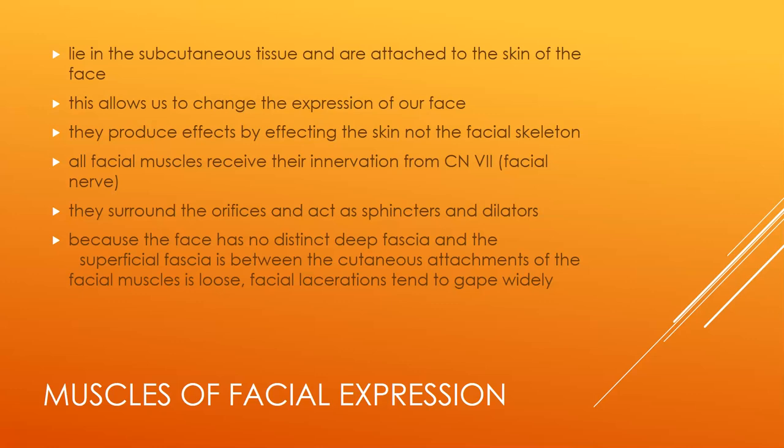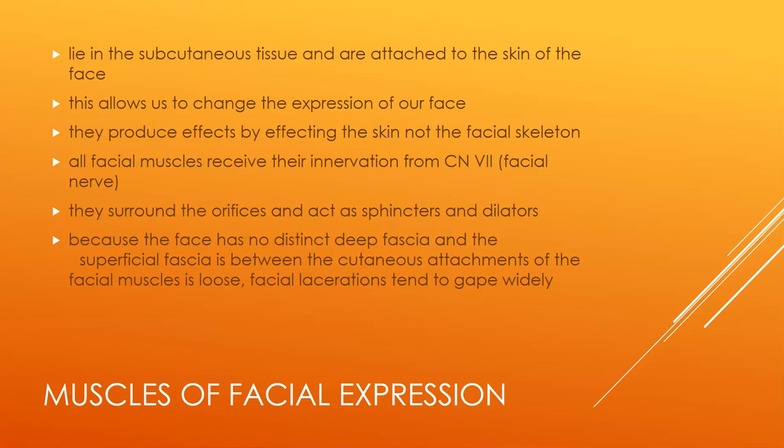All facial muscles receive their innervation from the facial nerve, cranial nerve 7. They're also responsible for surrounding orifices, and I'm thinking of the eyes and mouth in particular. So the mouth is actually a sphincter, the eyes in some ways are actually a sphincter as well, and dilators.